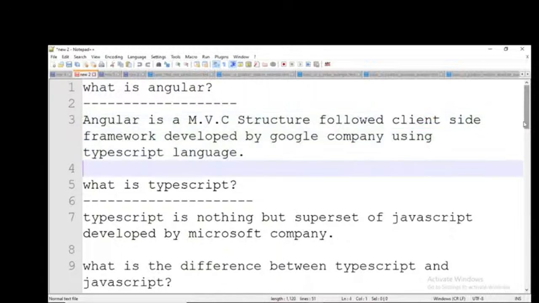So in the software industry, we have two types of technologies: client-side technologies and server-side technologies. As per your knowledge, respond. What is the difference between them? What are client-side technologies and what are server-side technologies?